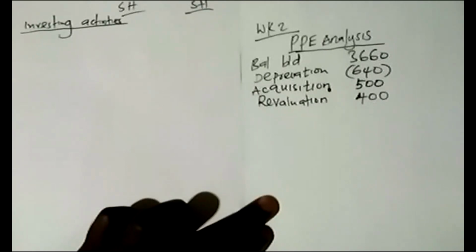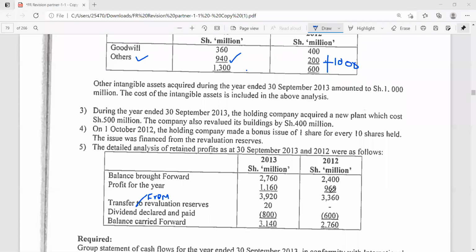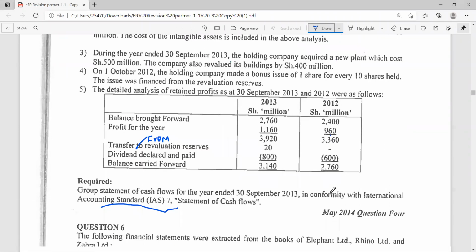So after that, we need to check if there's anything remaining which is affecting our property, plant, and equipment. Note 4 was concerning bonus issue. Note 5 was an analysis concerning retained profit. So which means that up to that point we are done.